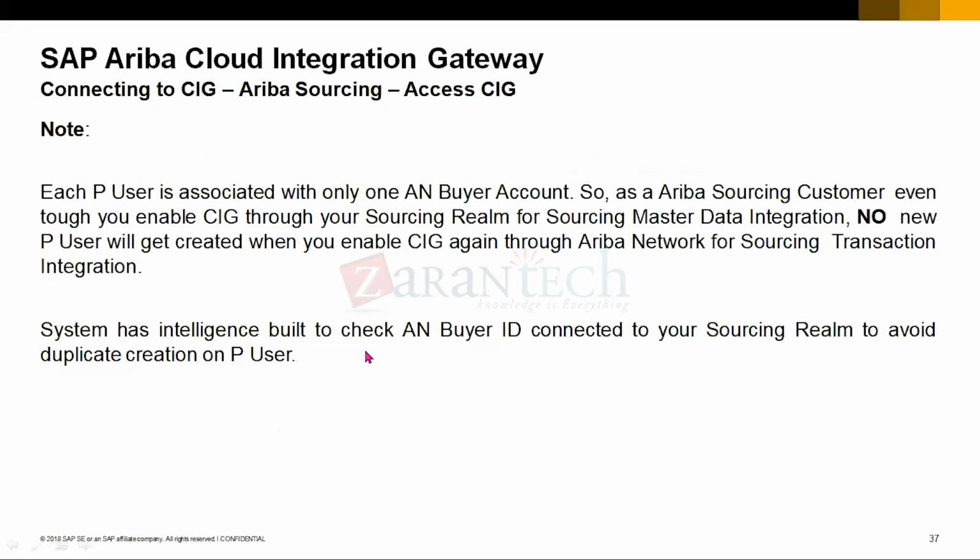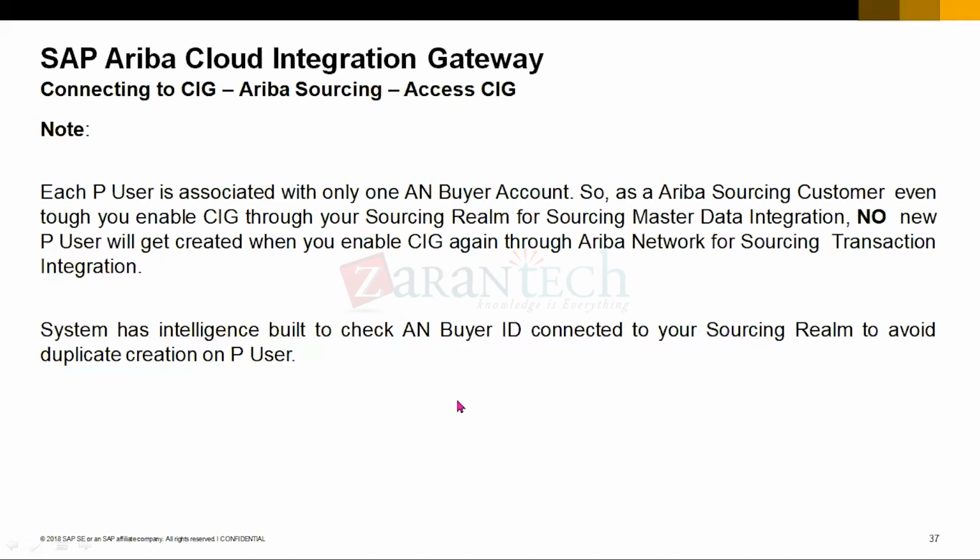We can see in this slide, it is saying each P user is associated with only one AN buyer account. So as an Ariba sourcing customer, even though you enable CIG through your sourcing realm for sourcing master data integration, no new user ID will get created when you enable CIG again through Ariba Network for sourcing transaction integration. And the system has the intelligence built to check the AN buyer ID connected to your sourcing realm to avoid duplicate creation of P user.